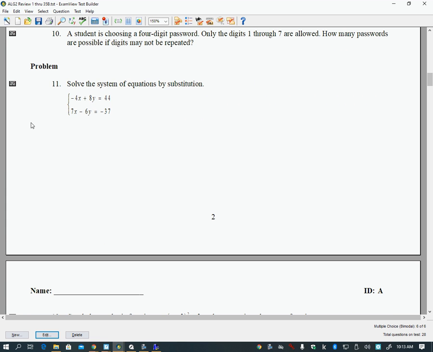A student is choosing a 4-digit password. Only the digits 1 through 7 are allowed. How many passwords are possible if the digits are not to be repeated? That is important. Right?